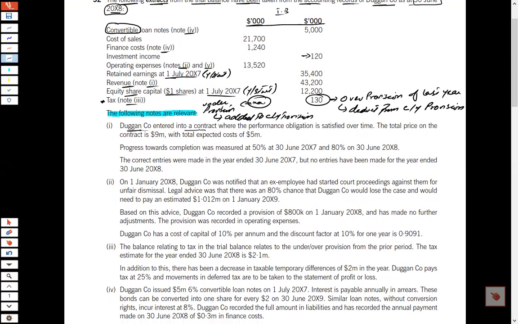D company entered into a contract where performance obligation is satisfied over time. The total price on the contract is 9 million with a total expected cost of 5 million. Overall, you can see it's a profitable contract. Total contract price is 9 million and cost of sale is 5 million.